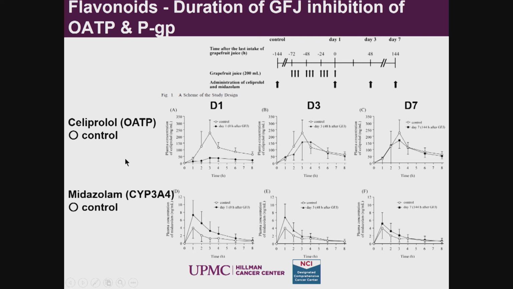And so the components in grapefruit juice that inhibit OATP, that is reversible, whereas the impact on CYP3A4 is more lasting. And as we just have seen from the bergamottin slide, this is a covalent interaction, and so CYP3A4 needs to be resynthesized before it is back to baseline.